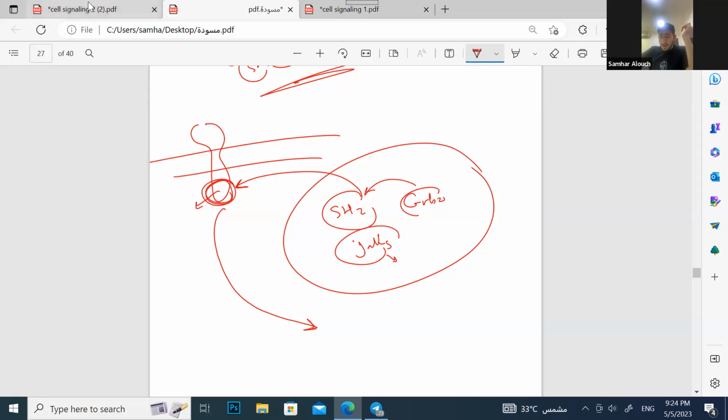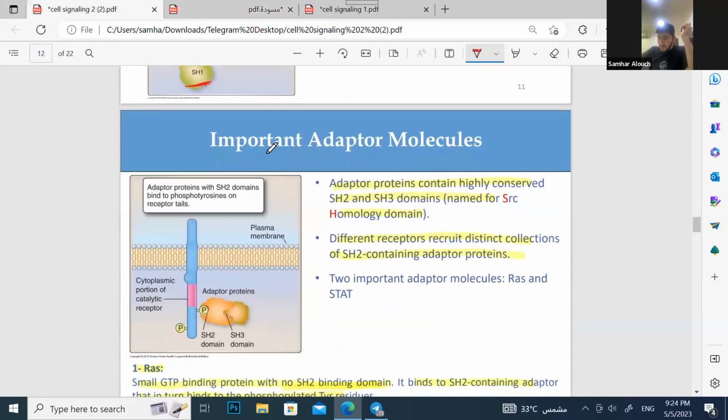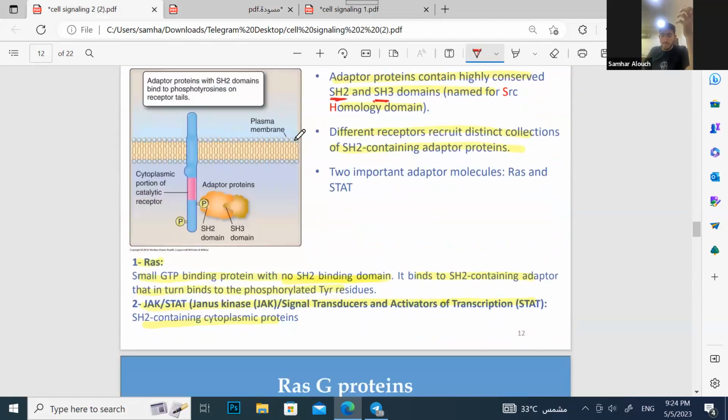Okay. So let's talk about important adapter molecules. We already talked about them, which are SH2 and SH3. We said SH2 is important to be able to bind to tyrosine kinase. So anything that binds to tyrosine kinase must have SH2, which is a normal thing or an adapter protein. It must have SH2 or SH3. SH3 is bound to SH2, so both work together. But mainly the one important to be able to bind is SH2.